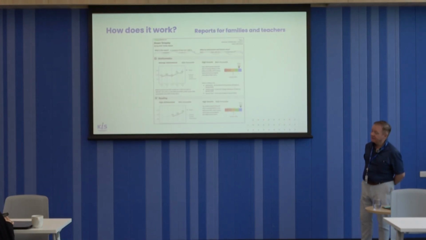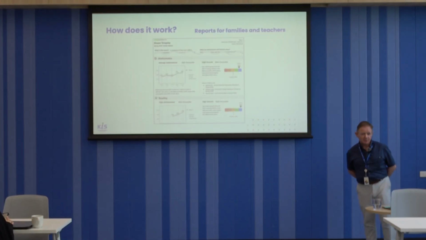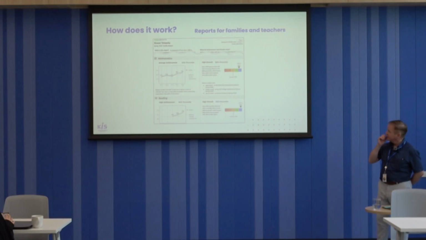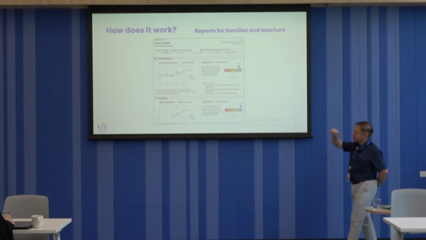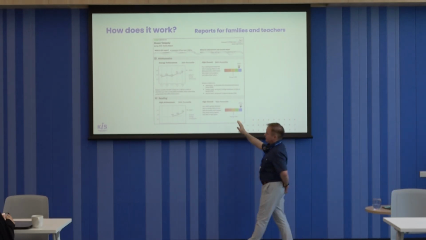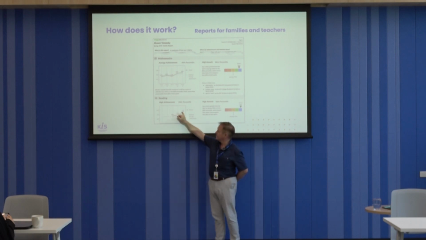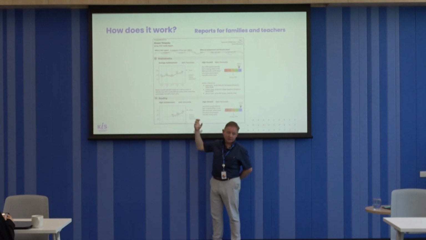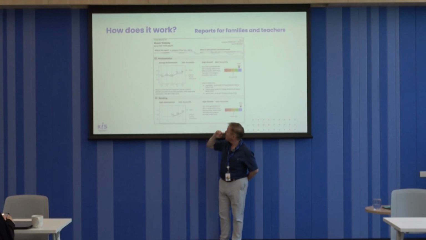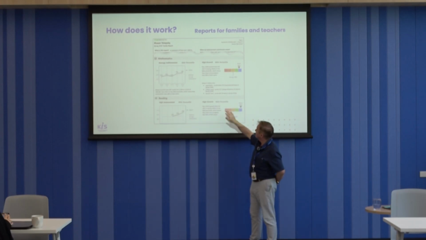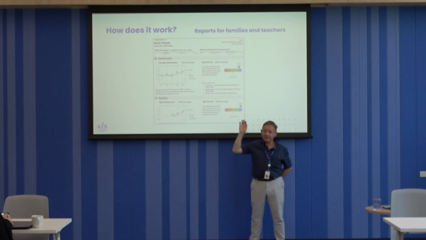Okay, so after the MAP tests, you will get a report, maybe a week after. The report will show you these diagrams. If your child has sat, we'll say, if this is the third MAP test, you'll see the first one, the second one, the third one, and you will see the progress there. You will also see the percentile score that they have.